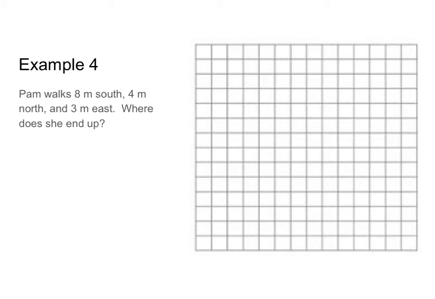So we have Pam now, who is going to walk 8 meters south, 4 meters north, and 3 meters east. We're going to figure out where Pam ends up. So let's go ahead and start. I'm going to have her walk 8 meters south. So 1, 2, 3, 4. So here is my 8-meter long arrow, my vector. Then she turns around and walks 4 meters north.